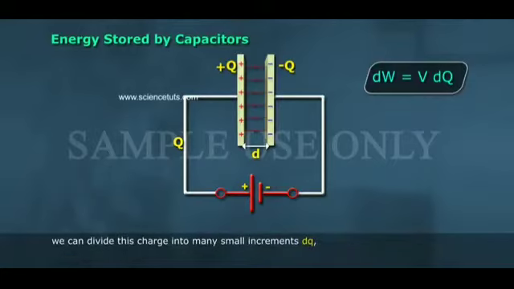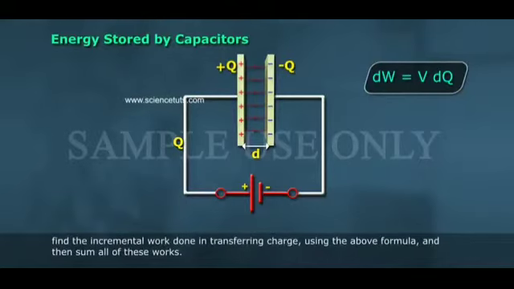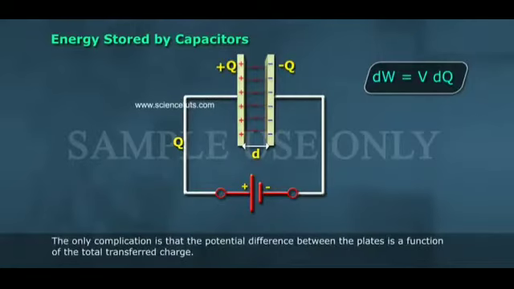Next, energy stored in the capacitor. Capacitor not only stores the charge, but also it stores energy. When a battery is connected to the capacitor, electrons of total charge minus Q are transferred from one plate to the other plate. To transfer the charge, work is done by the battery. This work done is stored as electrostatic potential energy in the capacitor.